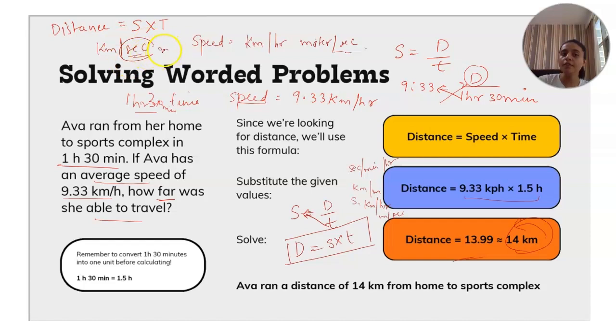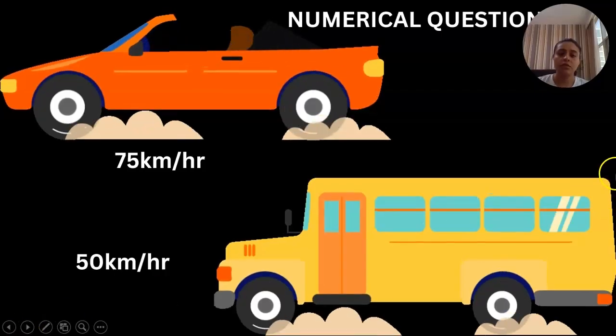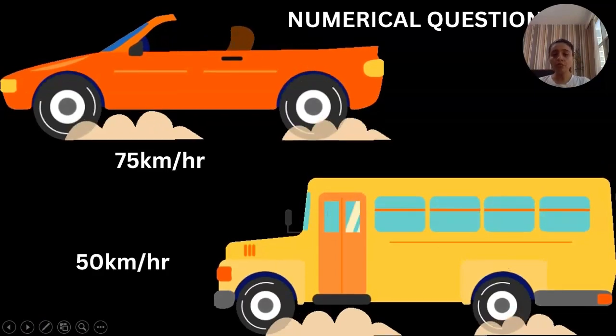Second is always with the meter and kilometer is always with the hour, right? So kilometer per hour and meter per second always. Okay. All right. So here is the numerical for you.